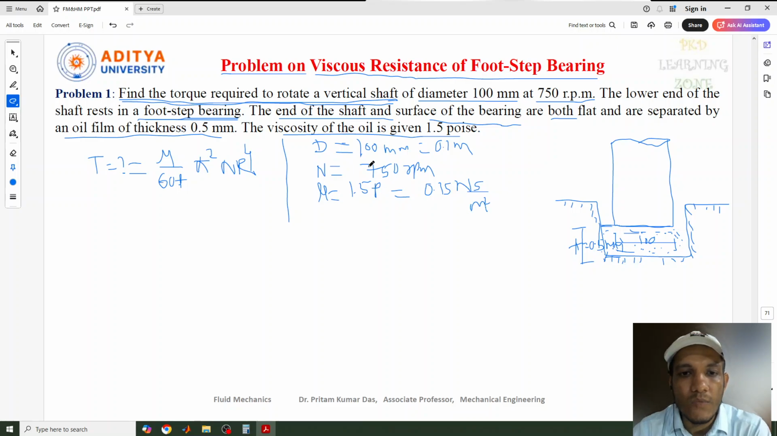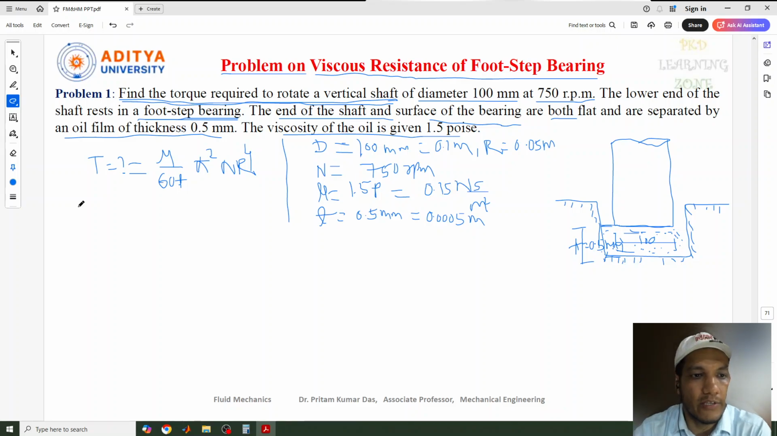Now, any other data given? Yes, the oil film thickness t is given as 0.5 millimeter. Again, just divide by 1000, so we get 0.0005 meter. Now here the diameter is given, so if you want to identify the radius, you can get it from here: that is nothing but 0.05 meter, because in the formula we have r values. So all these values are given here.